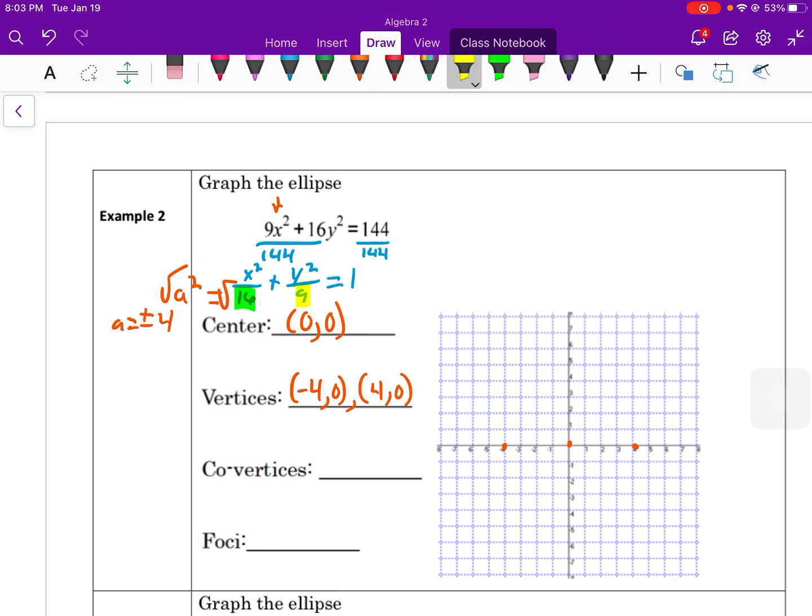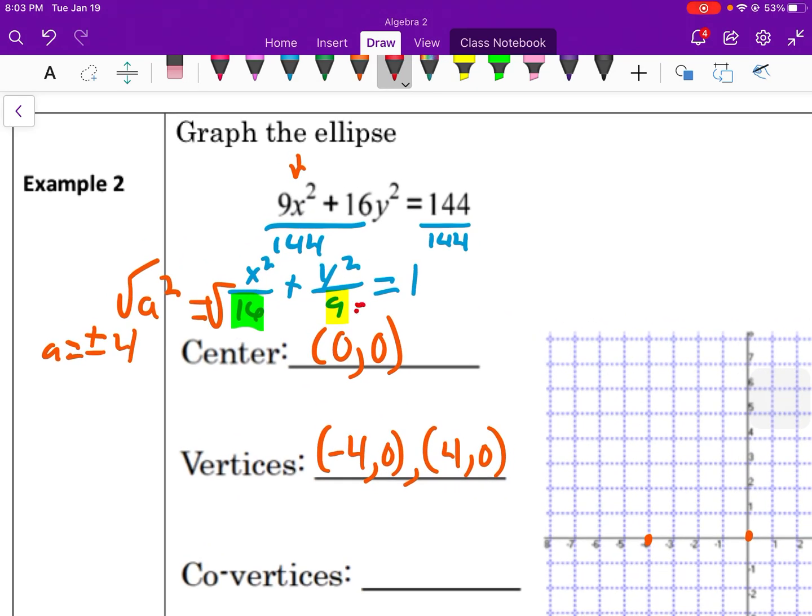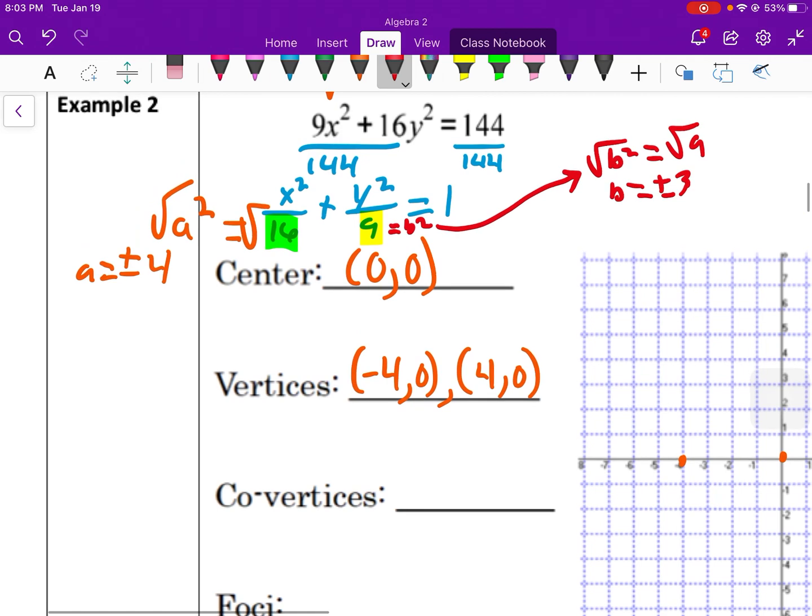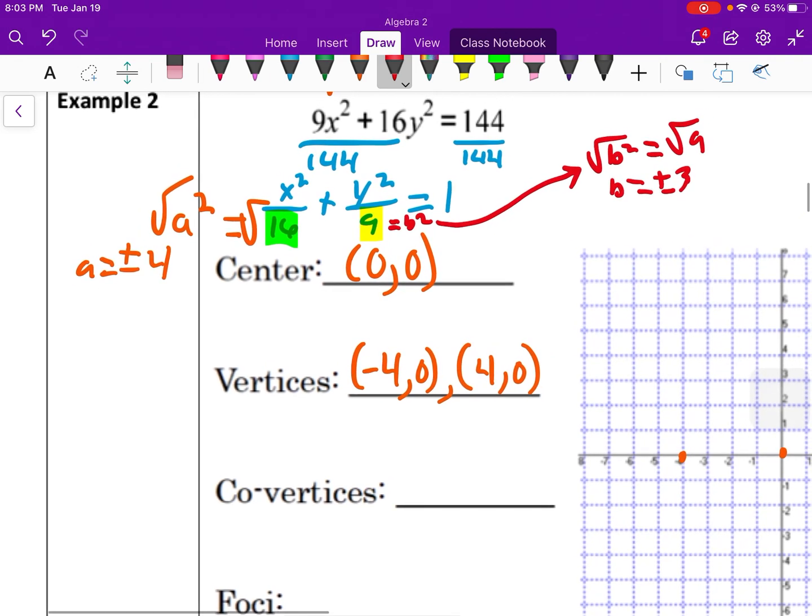Then we have our b squared, which equals 9. So equals b squared. I'm going to do it up here. When we take the square root of both sides, we get b equals plus or minus 3. The minor axis, that's where the co-vertices are.